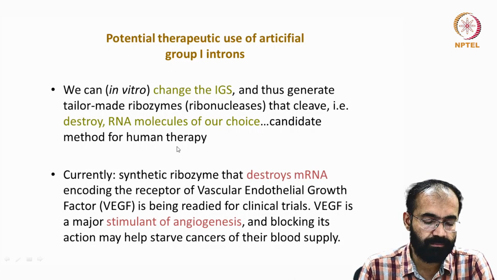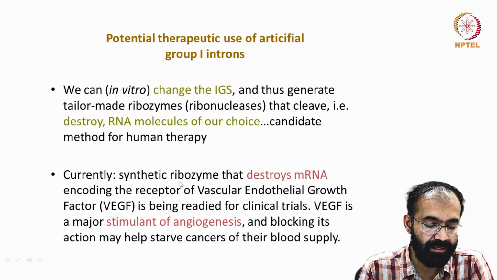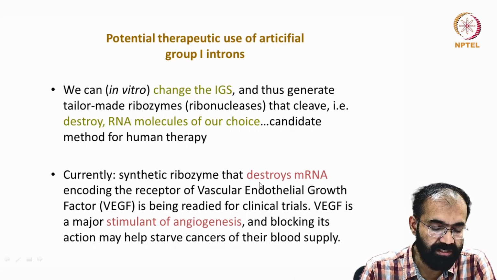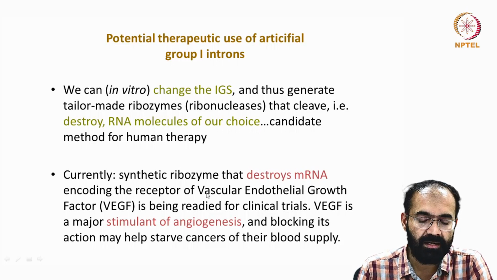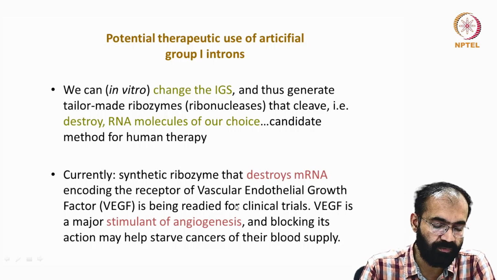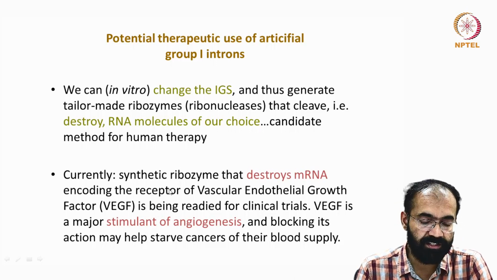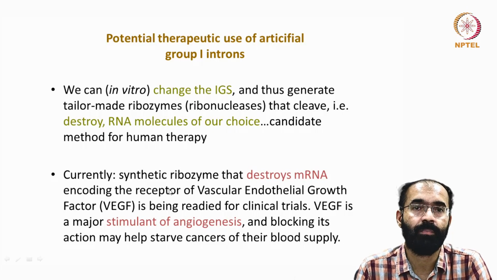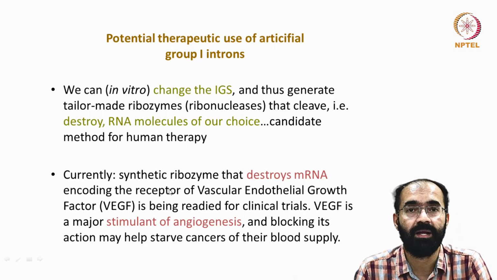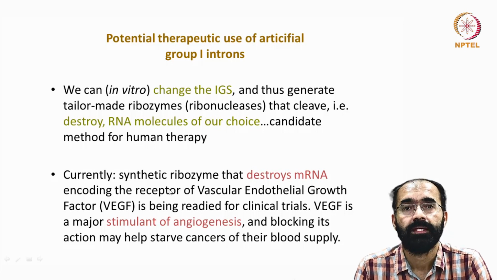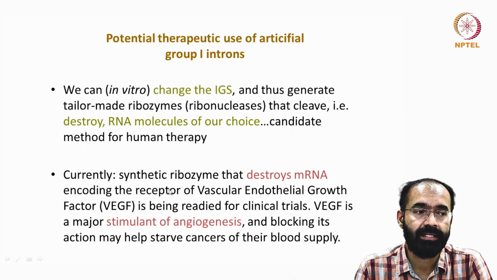Currently, one such achievement is a synthetic ribozyme that destroys mRNA encoding the receptor for vascular endothelial growth factor. In short form, it is called VEGF. VEGF is an important molecule. VEGF is a ligand or a growth factor that binds onto its receptor and creates the blood vasculature. You know, when cancer is developing, it needs a faster supply of blood. So when you have a tumor, the inside of the tumor needs adequate oxygen, adequate glucose, nutrition, etc.